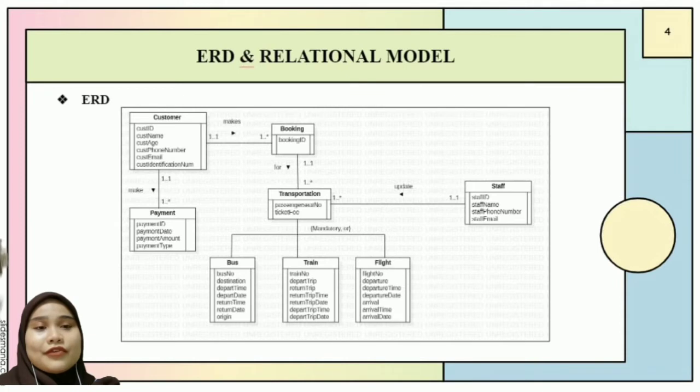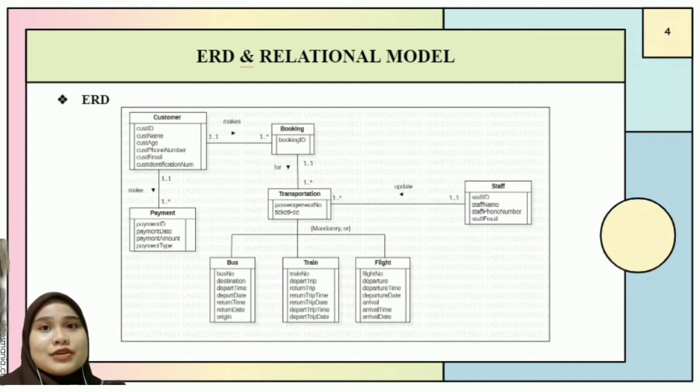This is the ERD for the Transportation Management System. There are 8 entities in this ERD, which are customer, booking, payment, transportation, staff, bus, train, and flight. In the entities, there are attributes provided. For example, for customer, we have customer ID, customer name, customer age, customer phone number, customer email, and customer identification number. Next, for booking, we have booking ID.